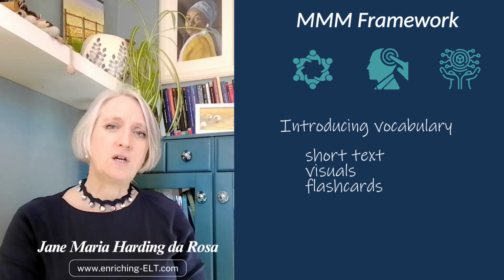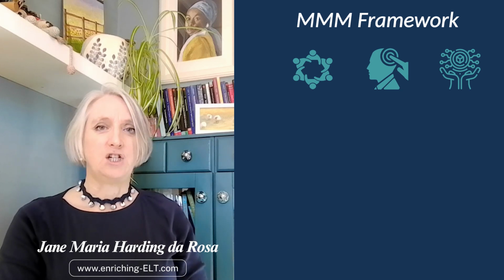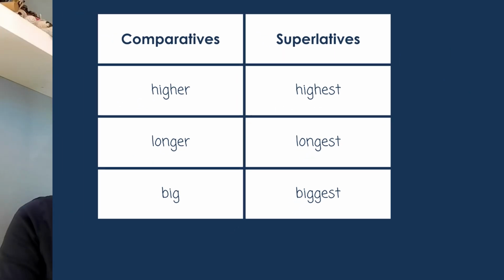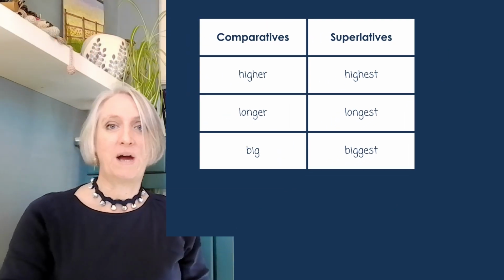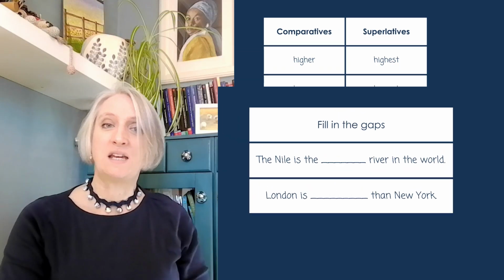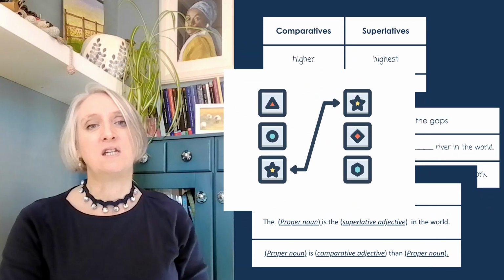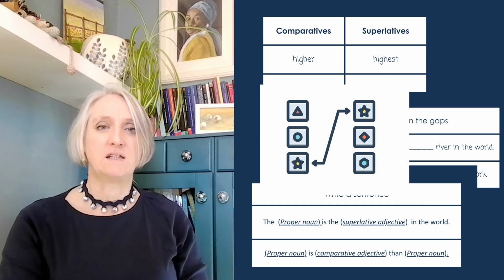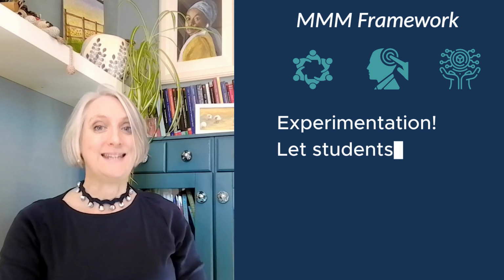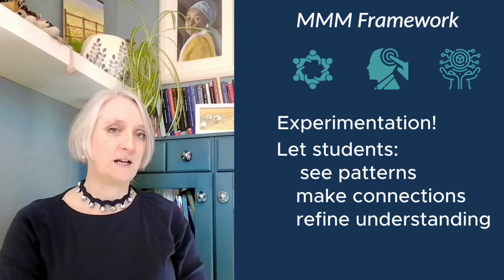Once students have met the language, they need to interact with it. This stage involves structured practice, including sorting activities, such as categorising adjectives into comparative or superlative forms, gap fill exercises, perhaps sentence building with sentence frames, or matching words with definitions and images or example sentences. The goal here is experimentation, allowing students to see patterns, make connections and refine their understanding.